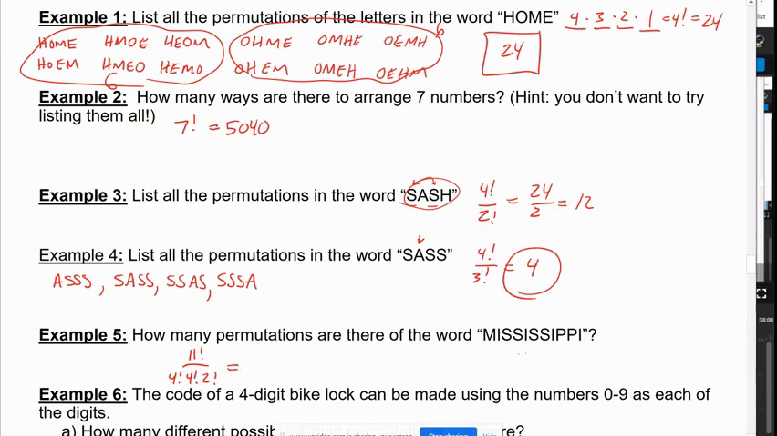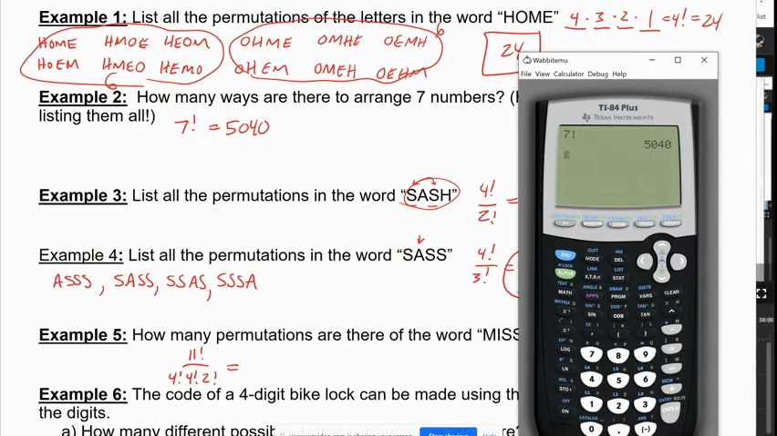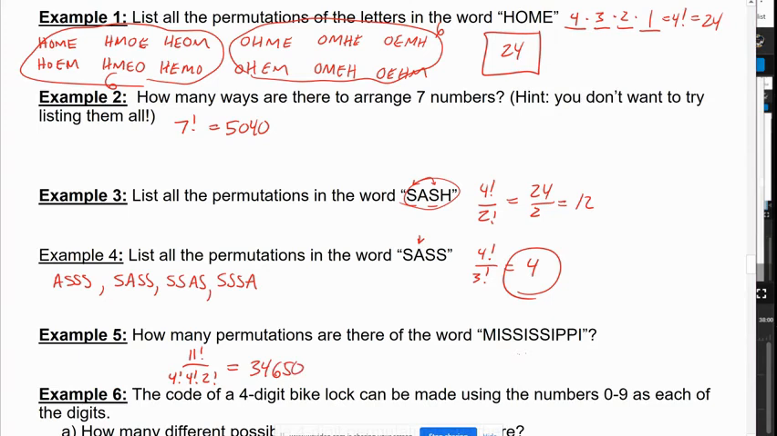And so if we multiply all that out on the calculator, it's going to look like this. You have 11 factorial, so 11, math, probability, option 4, divided by, now I need to put all the stuff that's in the bottom in parentheses. So I'm going to divide by 4 factorial times another 4 factorial times 2 factorial. Now 2 factorial is just 2 times 1, which is 2. So I'm just going to type times 2, close the parentheses, enter. There are 34,650 ways to rearrange the letters in Mississippi.